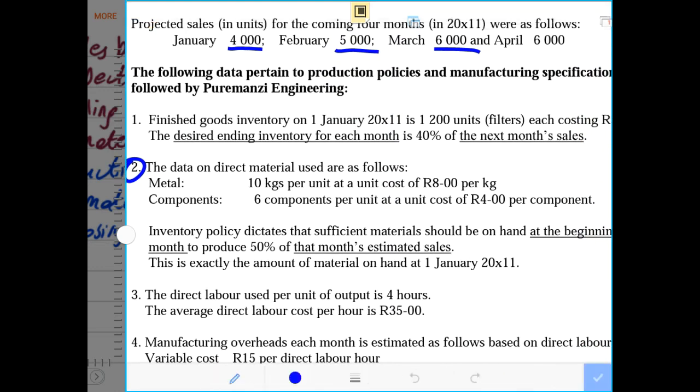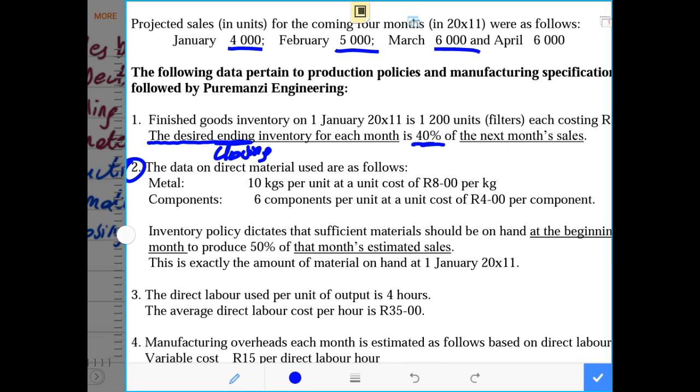They said to us that the desired ending, which is closing, inventory for each month is 40% of the next month's sales. That means 40% of the sales of the following month is the closing of the current month. 40% of the sales of the next month is the closing inventory of the current month.